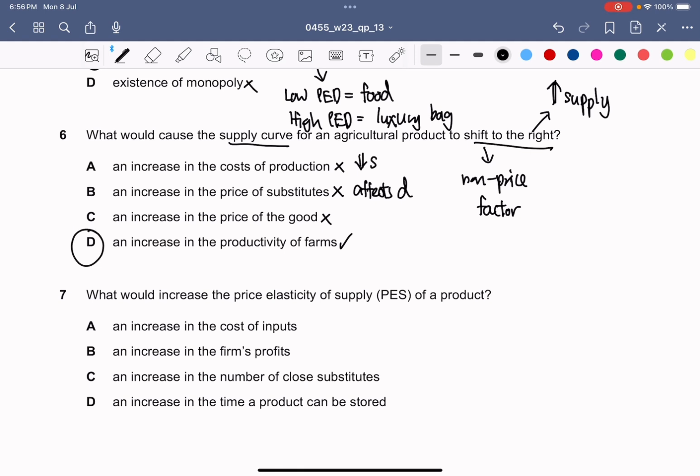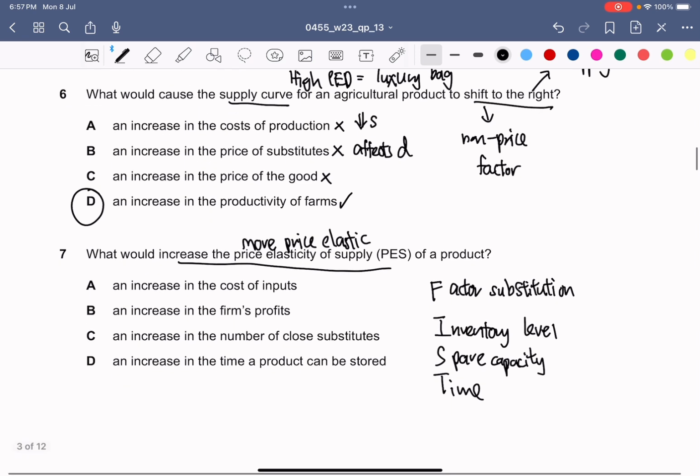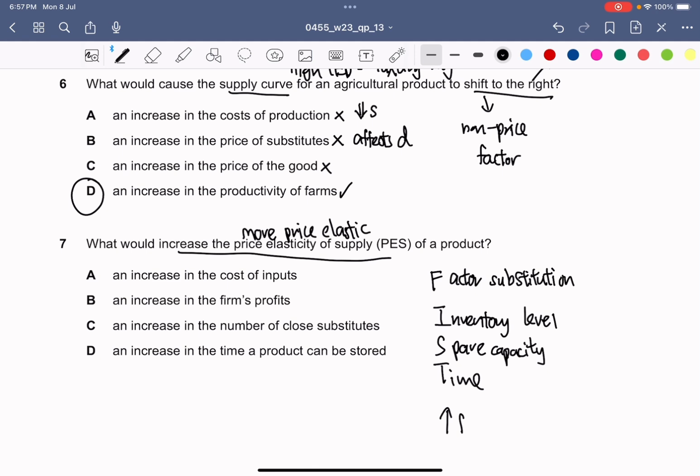Question 7. What would increase the price elasticity of supply, PES, of a product? So this means that it is more price elastic. What would make a product more price elastic? There's a mnemonic I always use to remember, which is FEAS: Factor substitution, Inventory level, Spare capacity, and Time. So if any of these four factors increase, it will increase the PES. So this is the relationship.